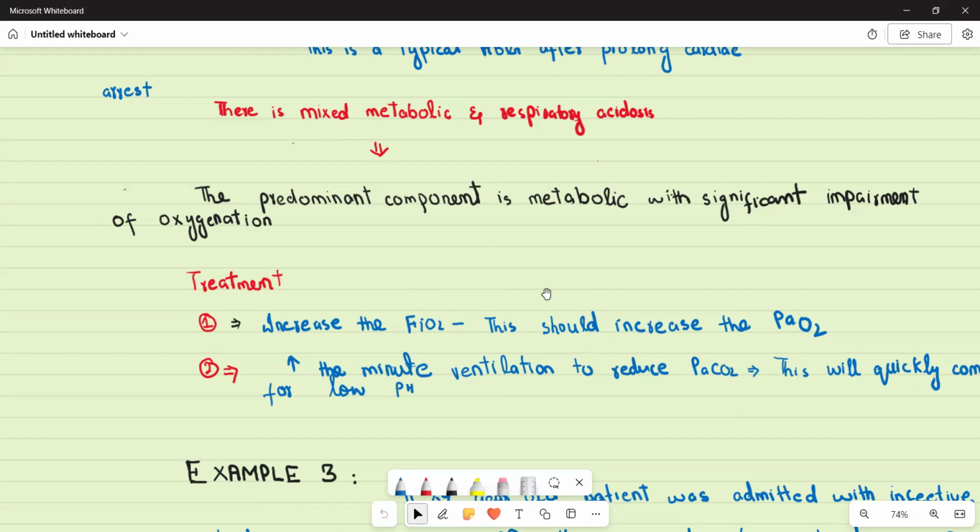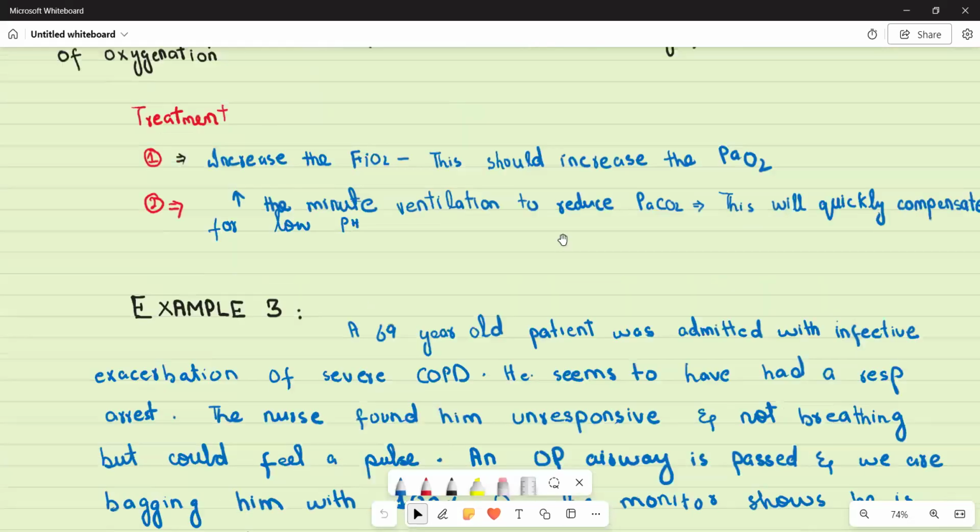We are also going to increase his level of inspired oxygen. Okay, so he's on 50%. We'll probably start him on 90 to 100% oxygen, and this will increase his partial pressure of oxygen in the blood, and there will be no more hypoxemia. We will also increase his minute ventilation, so probably to 10 to 15 breaths per minute, and this will help him to quickly exhale the accumulated CO2. So these measures will help him to quickly compensate his pH.